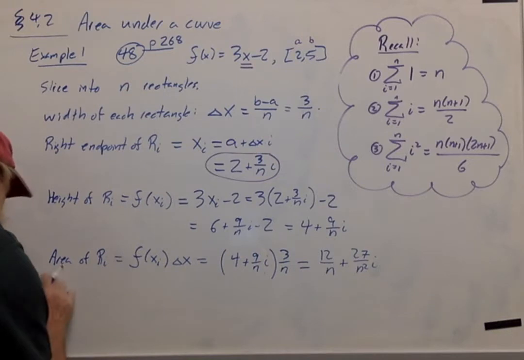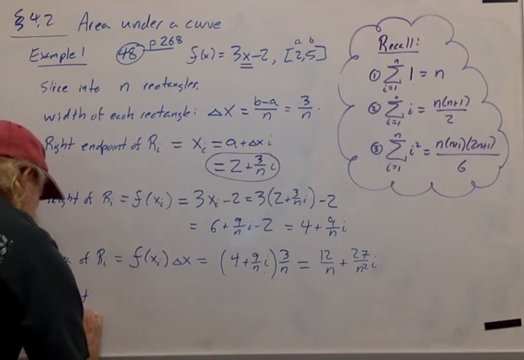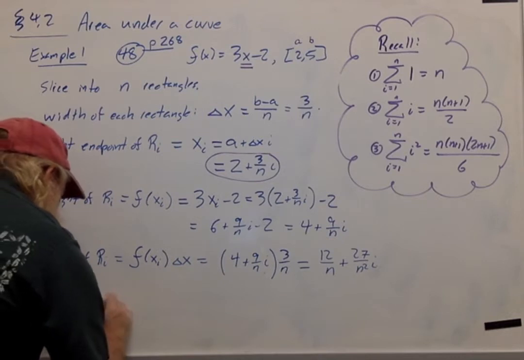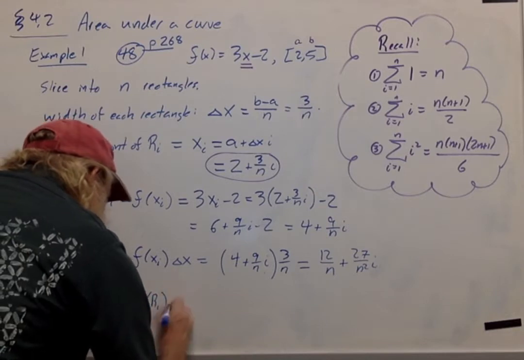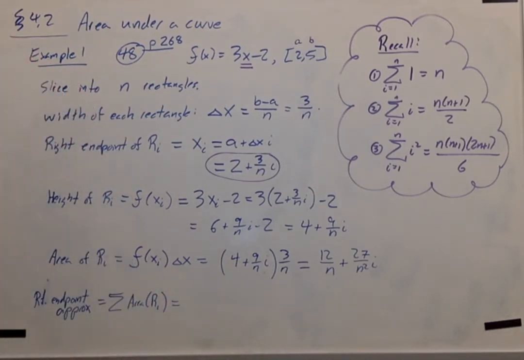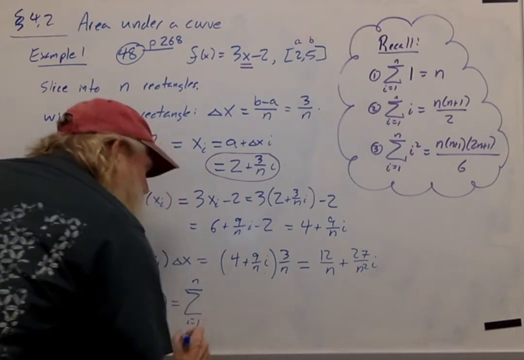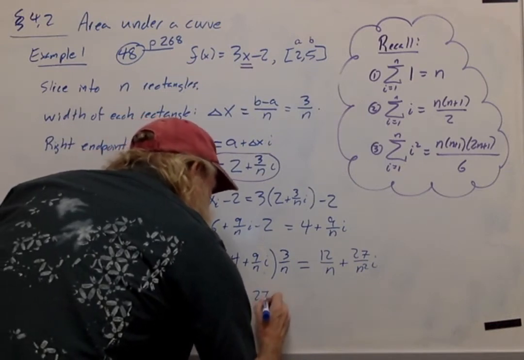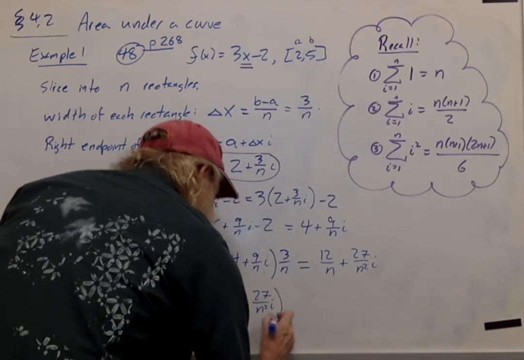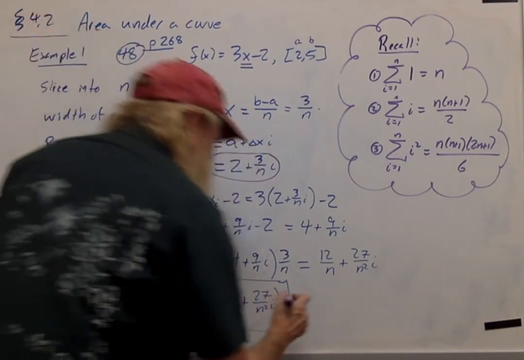And then the right endpoint approximation is going to be the sum of the areas of R sub i. So we're adding together all n of those rectangles. That'll be the sum, i equals 1 to n, of 12 over n plus 27 over n squared i. And this sum right here is what we were calling the Riemann sum.